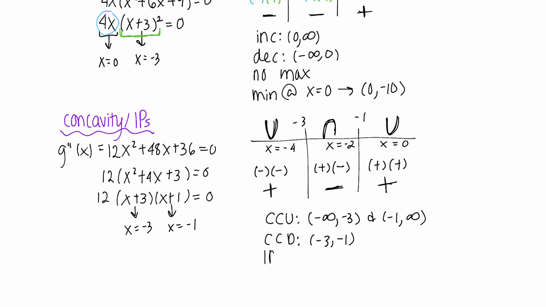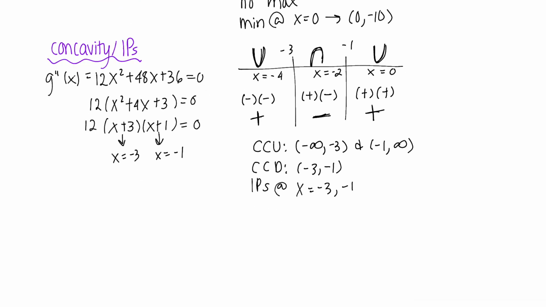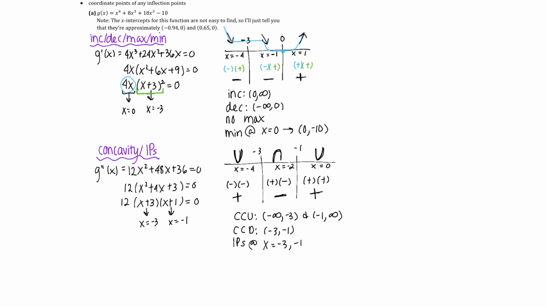So there are inflection points at x equals negative 3 and at negative 1. Those need to be plugged back into the original equation. So if you plug in negative 3 to this equation, I'm just going to tell you that it comes out to be 17. And if you plug negative 1 in, it comes out to be positive 1.